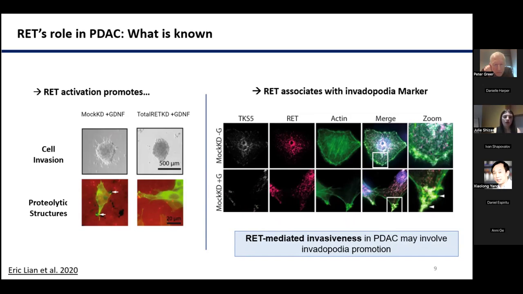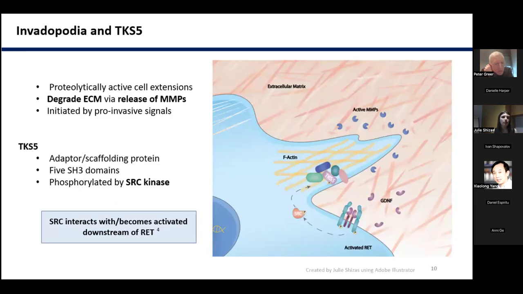So what are invadopodia? If we look a little bit deeper, they're proteolytically active cell extensions. I think they're really cool. They differ from other cell extensions like lamellipodia and filopodia in that they're able to degrade the extracellular matrix around them through the release of matrix metalloproteinases. Often MMP2 and MMP9 are associated with this process.